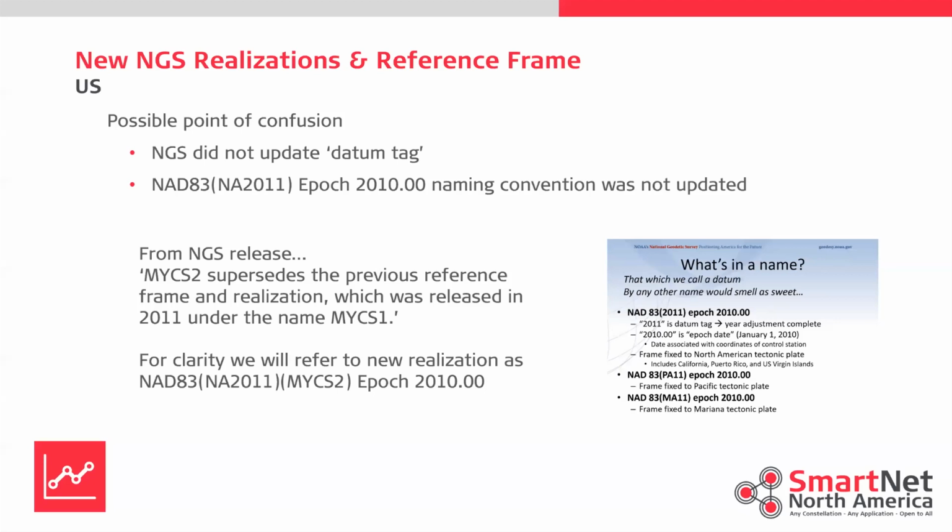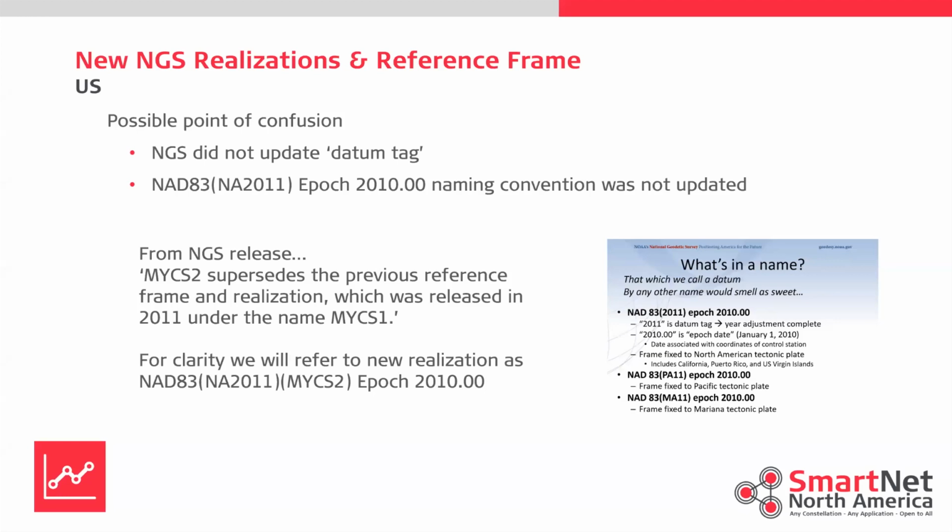This is actually a screen capture from one of the presentations they did back in late 2011, early 2012 to talk about the new NAD83 NA2011 adjustment that they released in 2012, and they refer to it as a datum tag here. They did not update the naming convention. I have tried to get clarity from NGS on this, but was not able to run anybody down that could help me really understand why they did not update their naming convention.